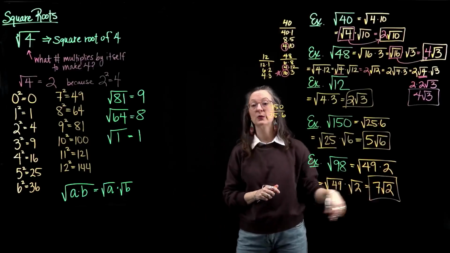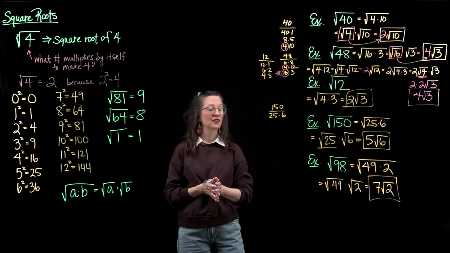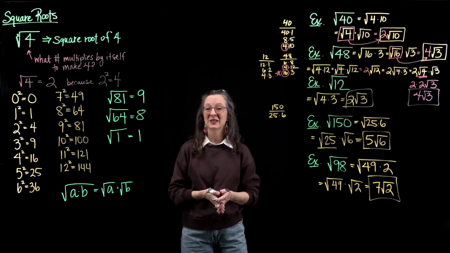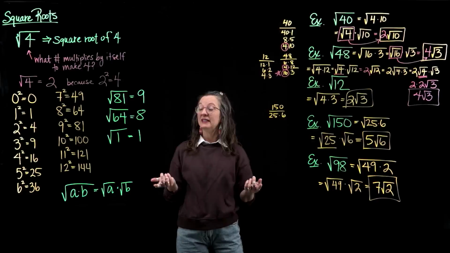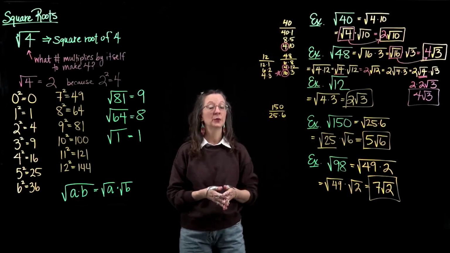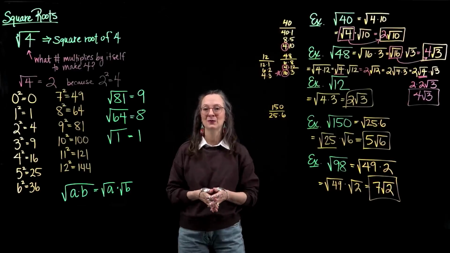And of course, we would just want to leave that as it is. We can't multiply the 7 and the 2 together. And we don't want a decimal approximation, so we're going to leave it as that exact answer. In my next video, I'm going to give you a different way to approach square roots that is just an alternative if this method doesn't work as well for you.